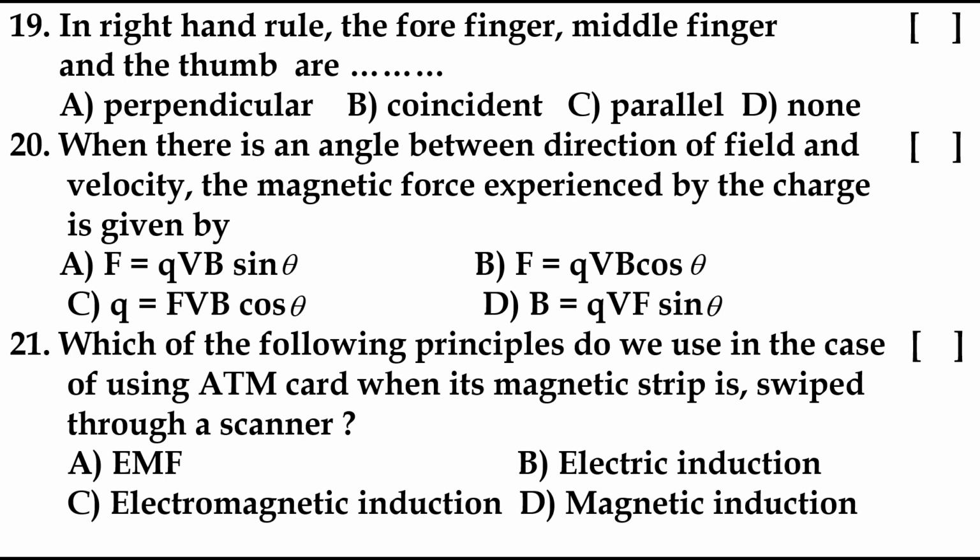19. In right hand rule, the forefinger, middle finger and thumb are dash. A Perpendicular, B Coincident, C Parallel, D None. Answer is option A, that is perpendicular.